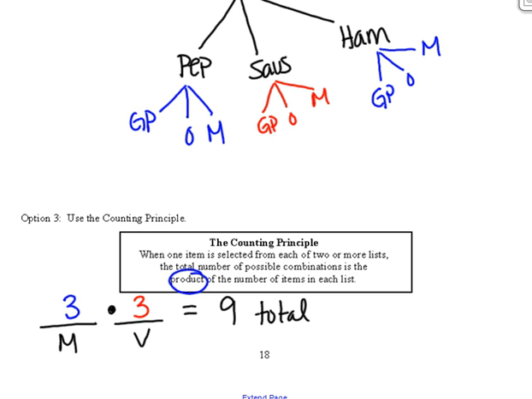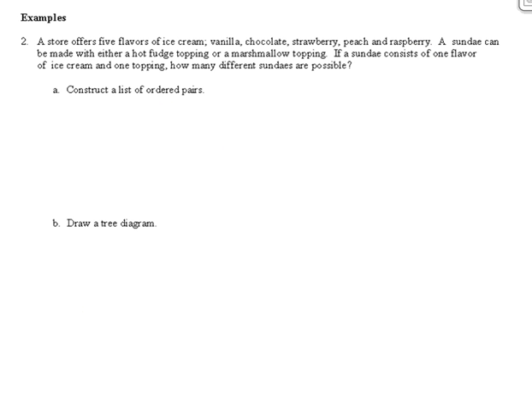Now let's keep working with the counting principle. So let's look at example number 2 on the next page. A store offers 5 flavors of ice cream: vanilla, chocolate, strawberry, peach, and raspberry. A sundae can be made with either hot fudge topping or marshmallow topping. If a sundae consists of 1 flavor of ice cream and 1 topping, how many different sundaes can we make?